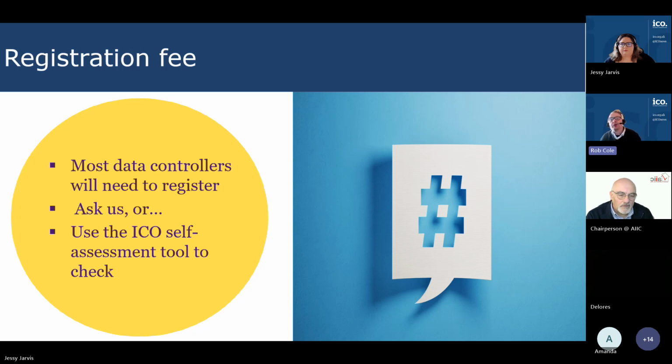But the important thing to remember, and people sometimes get confused about this, is that regardless of the requirement to register, that's a separate requirement really. All organisations still have to comply with the principles and all the bits we've talked about today. Whether you need to register or not, you still need to comply with the law in terms of how you use people's personal data.